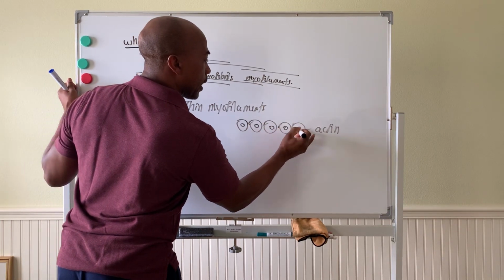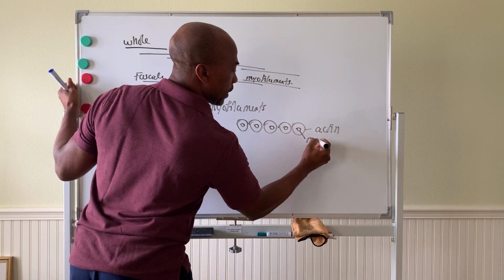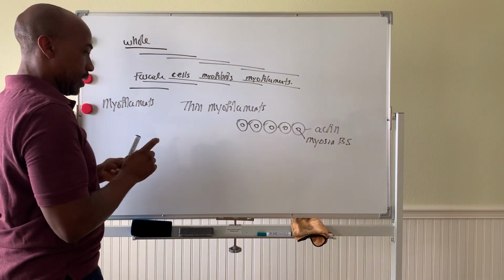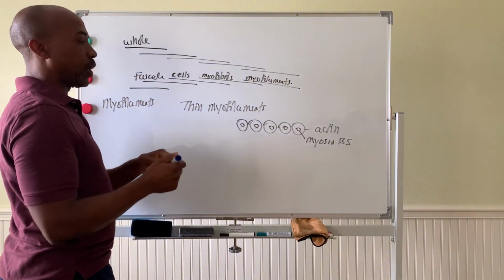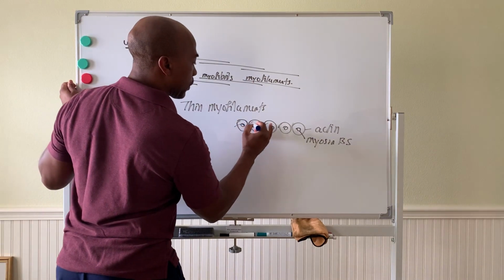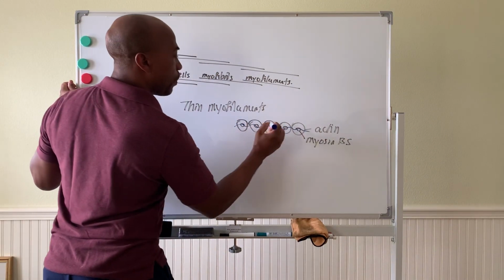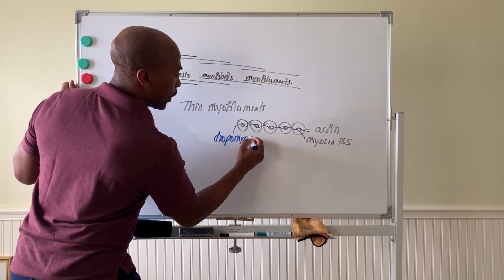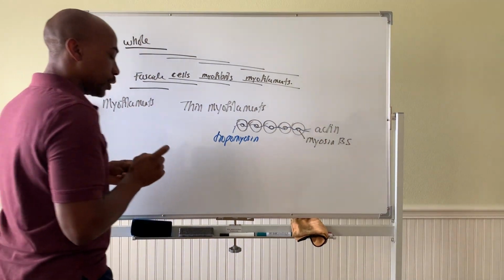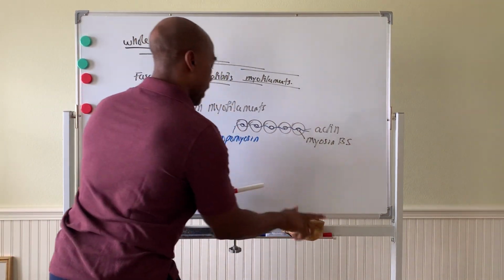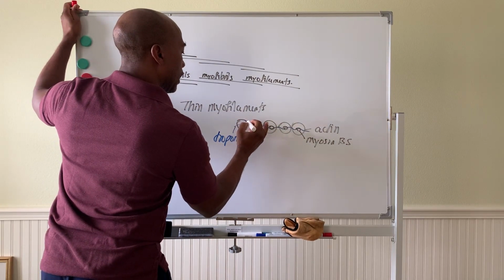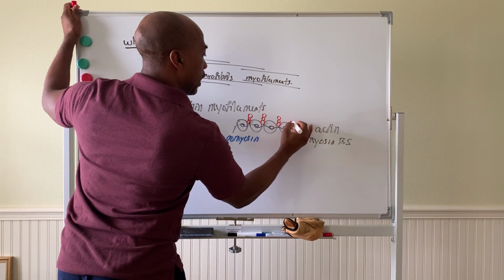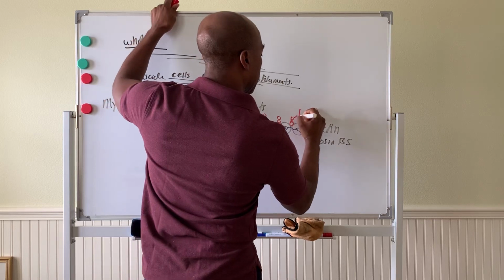So these are your myosin binding sites there. And then covering these myosin binding sites is another protein here that we call tropomyosin. And then there's a third protein hanging out here. This protein is called troponin.